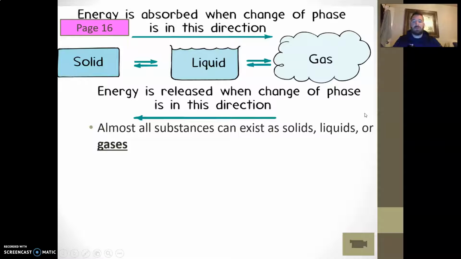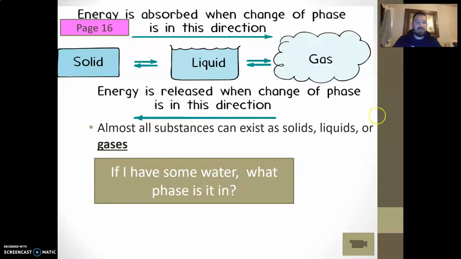All right, so almost all substances can exist as solids, liquids, or gases. Some are more prevalent in a certain phase based on the conditions that we have here on Earth. But under the correct conditions with changes in temperature and pressure, we can get different phases for different substances.